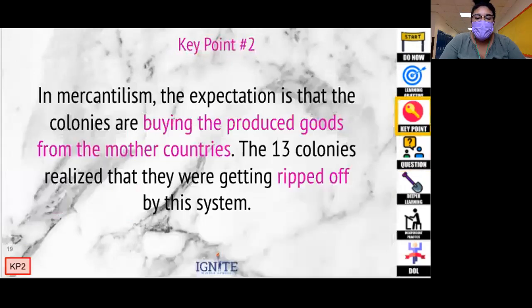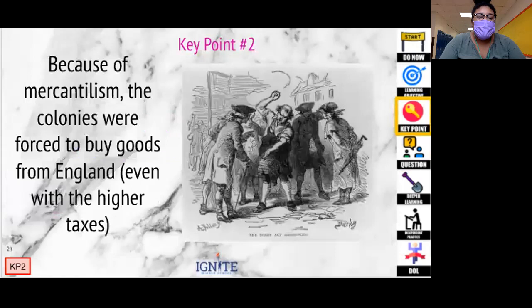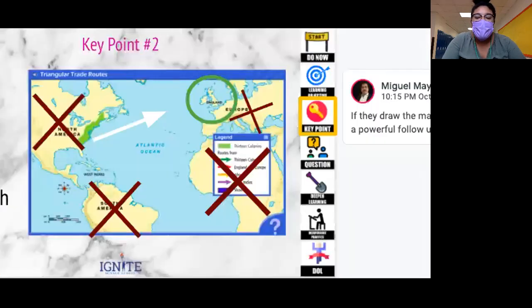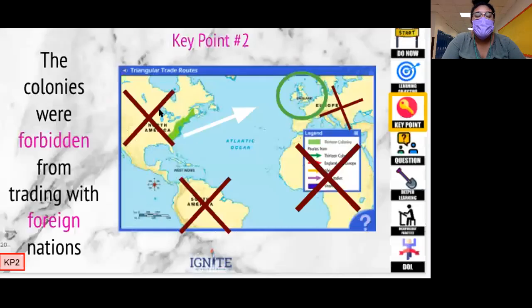Key point 2. In mercantilism, the expectation is that the colonies are buying the produced goods from the mother countries. The 13 colonies realized that they were getting ripped off by this system. Under mercantilism, colonies are only trading with their mother country. So colonies cannot trade with South America or countries in Africa or other European nations. They are forced to trade with only the mother country. In fact, the colonies were forbidden from trading with foreign nations.